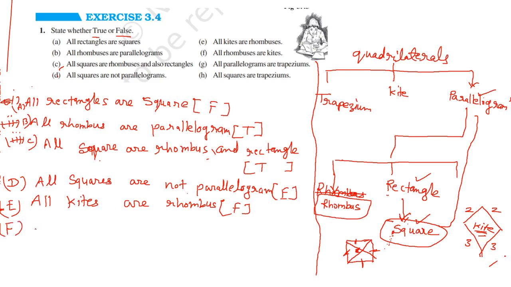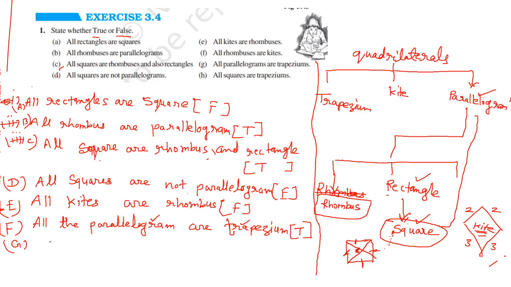So the statement is false. Next, all parallelograms are trapezium. Yes. A trapezium has one pair of parallel sides, and a parallelogram also has a pair of parallel sides. So the statement is true. All parallelograms are trapezium also, because a parallelogram follows the properties of a trapezium.